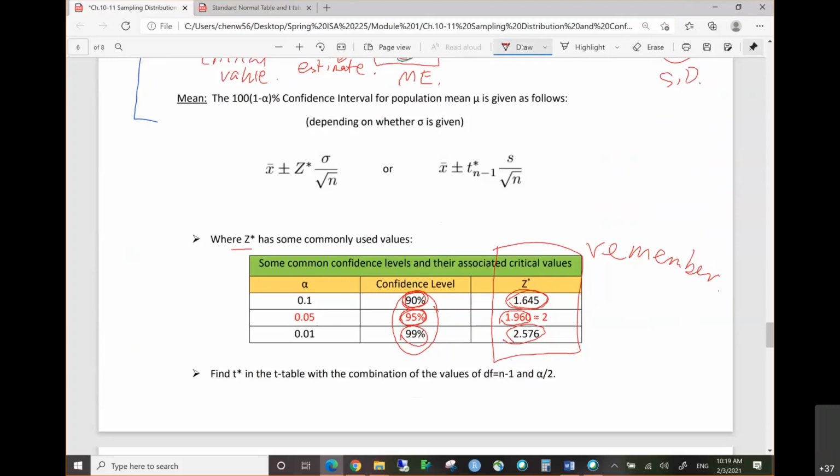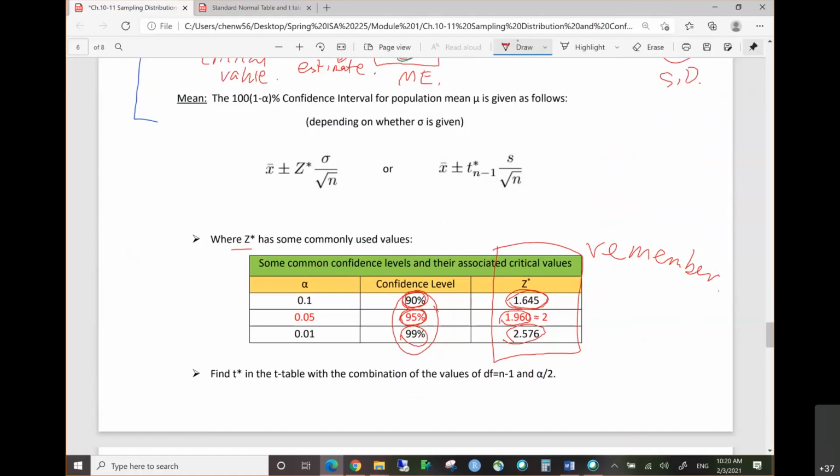Right. So whenever I say the confidence level is 95%, what will be the z? 1.96. All right. In your other courses, including the ISA 125, we can use either 1.96 or 2. But in our course, I want you to remember the detailed value of the z star: 1.96 for 95% confidence level, 1.645 for the 90% confidence level, 2.576 for the 99% confidence level.